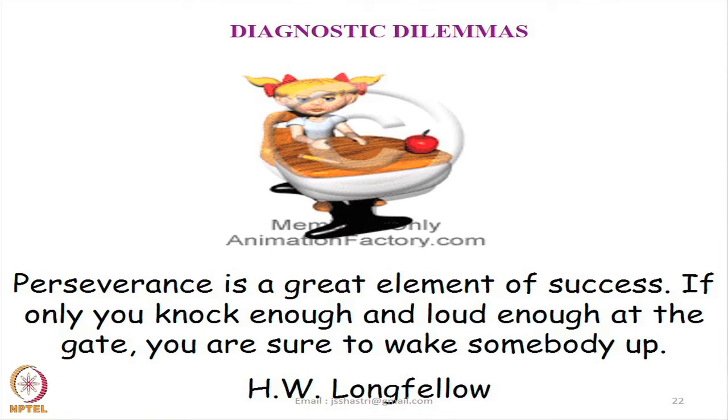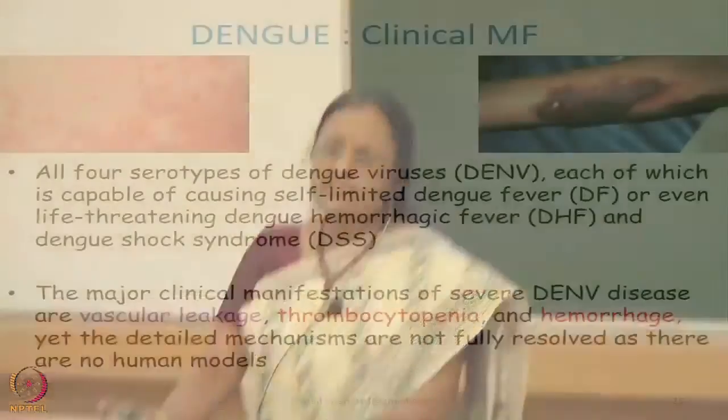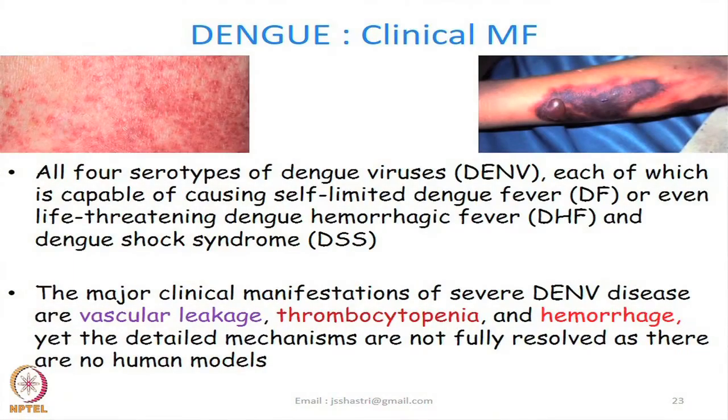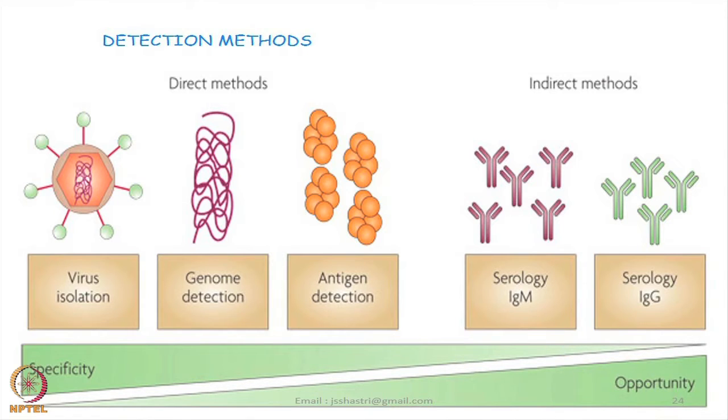Patient presents with fever, headache, malaise, joint pains, rash. What is it? Is it dengue? Is it malaria? Is it leptospirosis? So we are still grappling with this problem, and what do we do? Then in dengue, we have also seen that some patients present with severe dengue and some people present with less severe self-limiting dengue fever. Others have dengue shock syndrome, dengue hemorrhagic fever. And what are the detection methods?